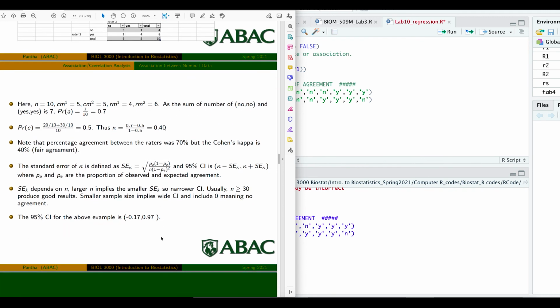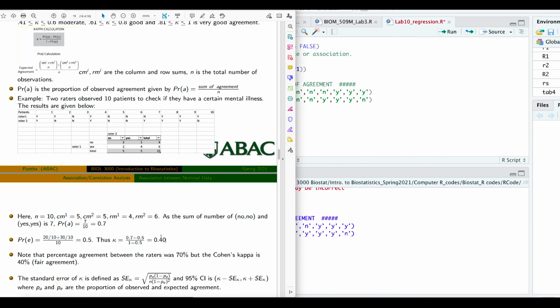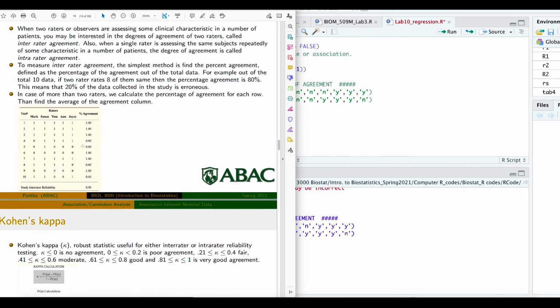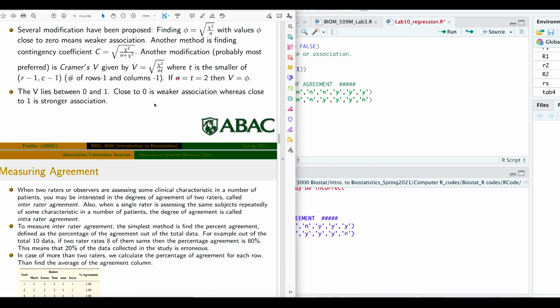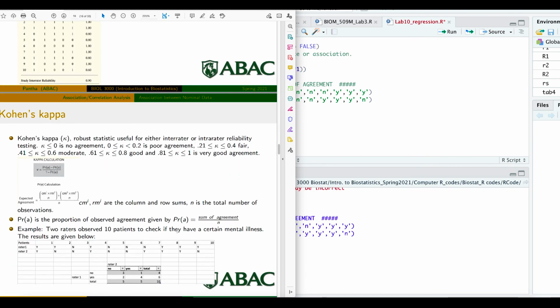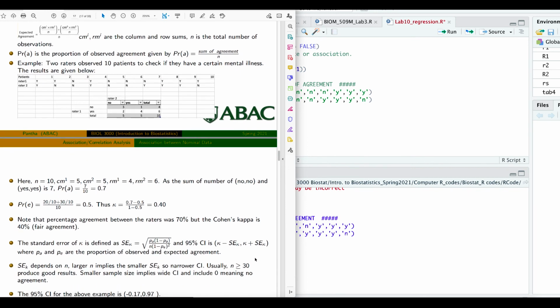Okay guys, so this is how we measure the agreement using Cohen's kappa. This is the statistical method. But if you measure agreement by this method or that method, then it is not statistical. This one is the statistical method to measure the agreement between two or more observers or raters.